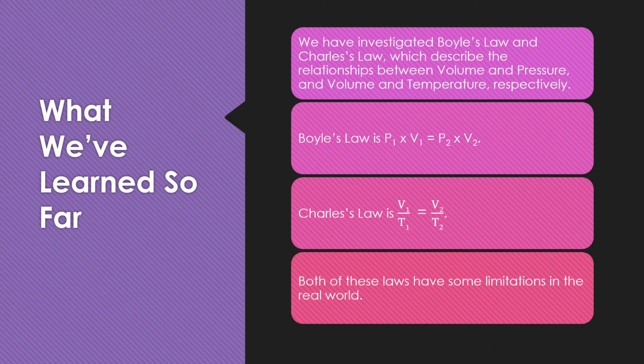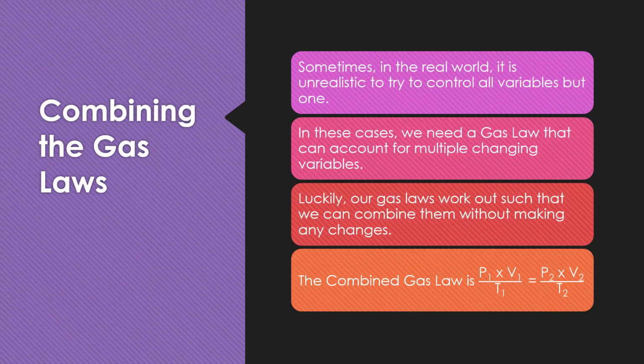If you remember from our discussion of these laws, both of them can only be applied when all other variables are held constant. In the real world, it is often unrealistic to control all the variables except for one. We need to be able to use formulas that can account for multiple changing variables at a time.